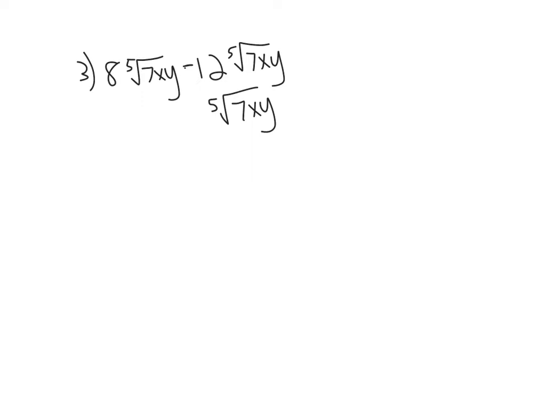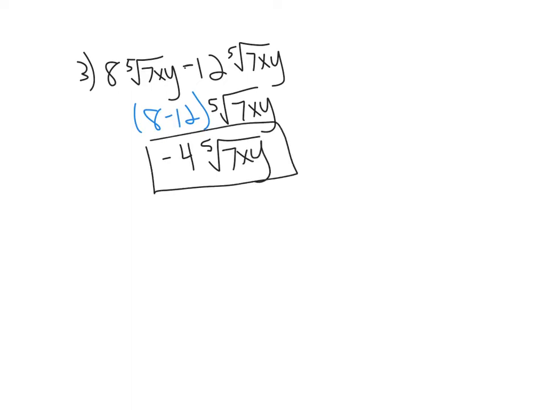So let's try another one. What if we have 8 times the 5th root of 7xy minus 12 times the 5th root of 7xy? Do we have like radicals? Well, 5th root 7xy, 5th root 7xy. Yes, those are the same. And all we got to do is take the outside numbers. 8 minus 12. What is 8 minus 12? 8 minus 12 is negative 4 times the 5th root of 7xy. And we're done.